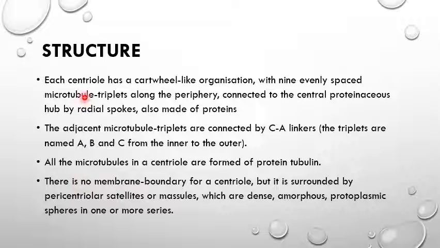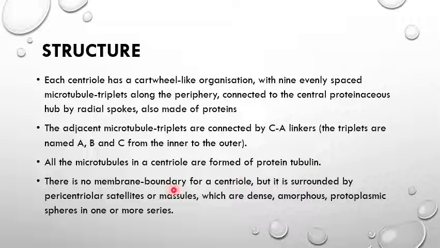Structure. Each centriole has a cartwheel-like organization with 9 evenly spaced microtubule triplets along the periphery, connected to the central proteinaceous hub by radial spokes, also made up of proteins. The adjacent microtubule triplets are connected by AC linkers. The triplets are named A, B, C from inner to outer. All the microtubules in centrioles are formed of the protein tubulin.